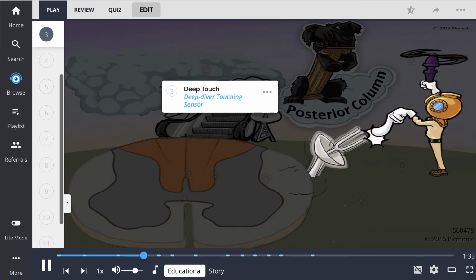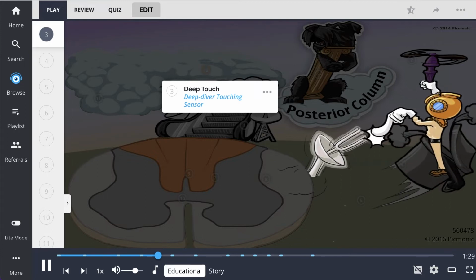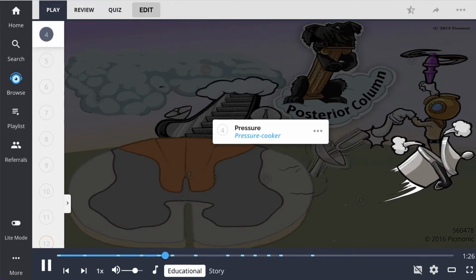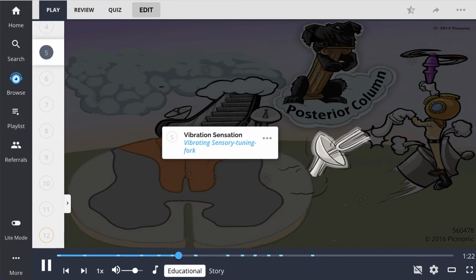Deep touch, or fine touch, the deep diver touching the sensor. And pressure, the pressure cooker that shot the diver out. Vibration sensation, the vibrating sensory tuning fork, also travels through this pathway.